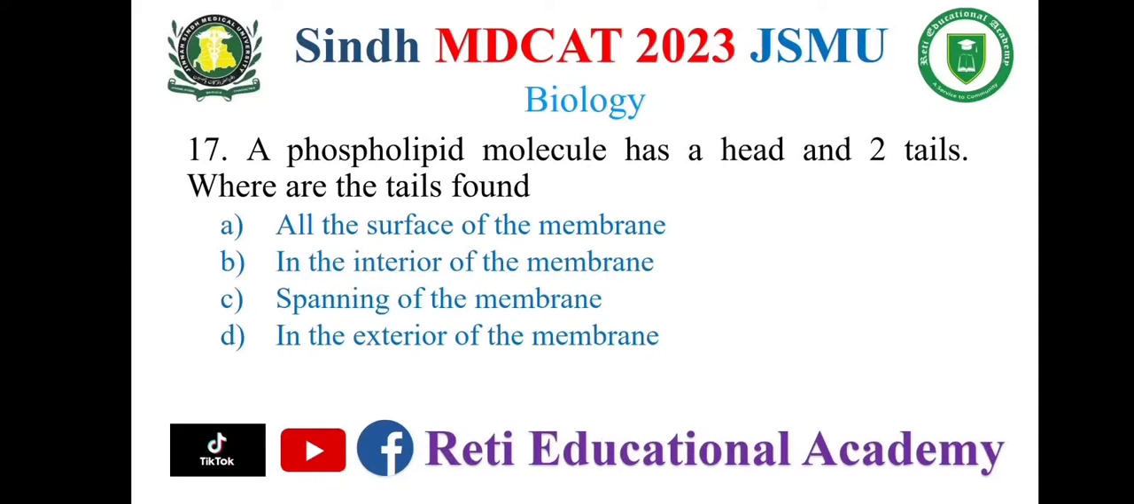A phospholipid molecule has a head and two tails. Where are the tails found? A. All the surface of the membrane. B. In the interior of the membrane. C. Spanning of the membrane. D. In the exterior of the membrane. And the correct option is B. In the interior of the membrane.